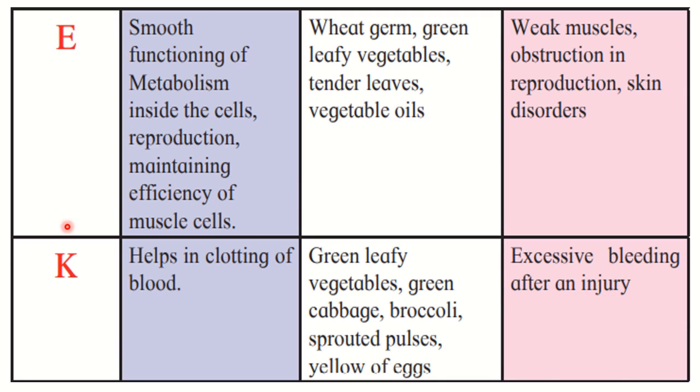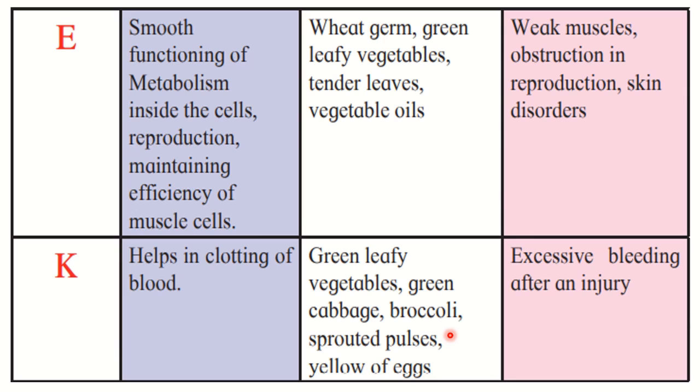So we should have the proper amount of vitamin K in our body. And the sources here are green leafy vegetables. Okay, then broccoli is a very good source of vitamin K. Sprouted pulses, egg yolk. Okay, egg yellow of eggs means what? Egg yolk is a very good source. So all these we should include.